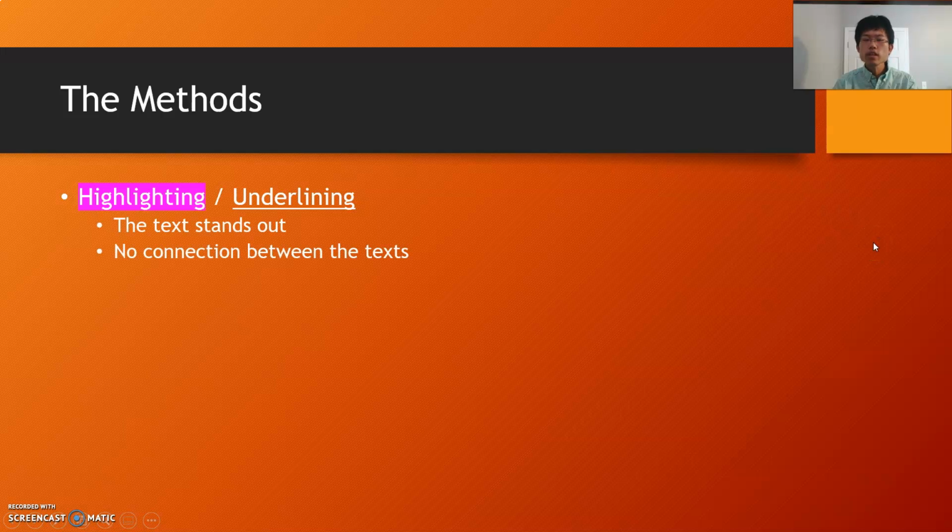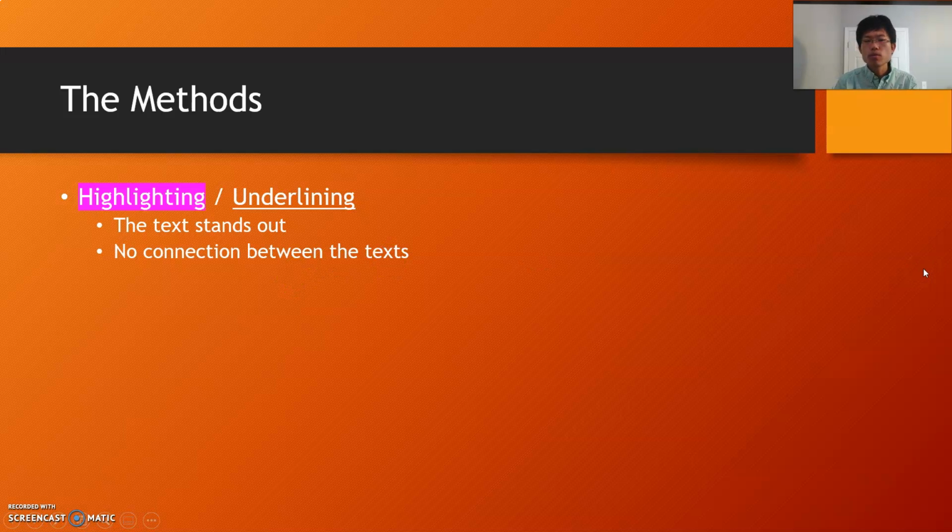So, the good thing is that the text stands out. As you look at it, the highlighting is clear. It's easy to see. It stands out. But the bad thing about that is that the text stands out and it's kind of alone. It's hard to see the connection between the texts or what you've learned.